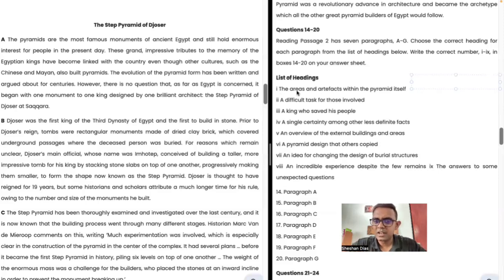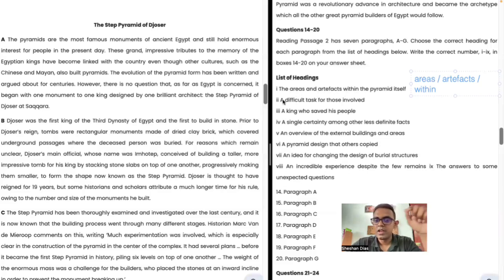So when we read this particular heading, the areas and artifacts within the pyramid itself, inside the pyramid, internally, all right? Areas, artifacts, and especially this word is important, within. Within is the most important word because we are trying to locate things that are inside the pyramid. That's our main keyword, within. Then what is within? Artifacts and areas.